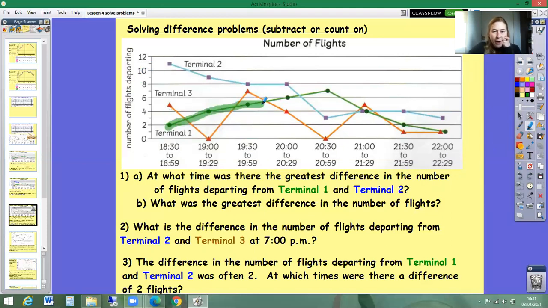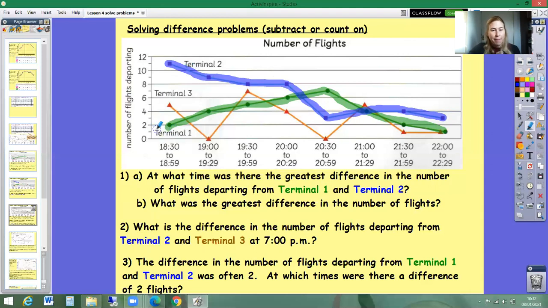There's Terminal 1, I'm just going to highlight it. Let's look at Terminal 2. I'm going to highlight that one as well, it's the blue line. Now, where is the difference between those lines at its greatest point? It's not here, is it? It's the same there, gets a bit greater here, smaller, and then a little bit bigger, a little bit bigger. It's here, isn't it? This is the greatest difference.